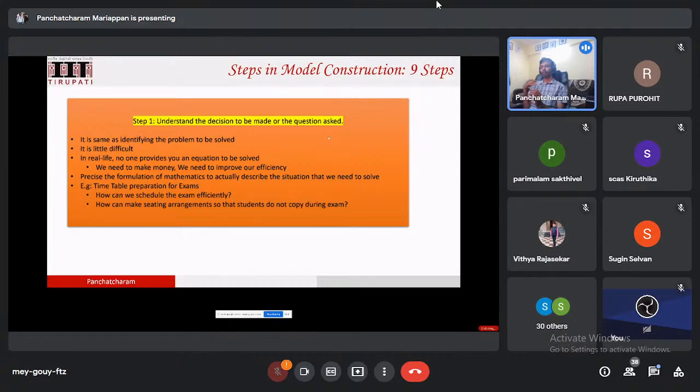Then this is another important thing: sensitivity analysis and model testing. How sensitive is the model to changes in the value of the parameters of the model?